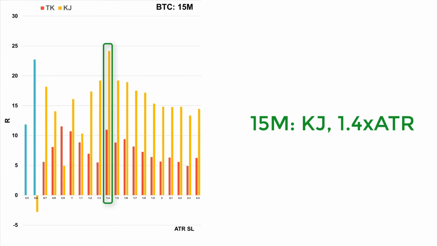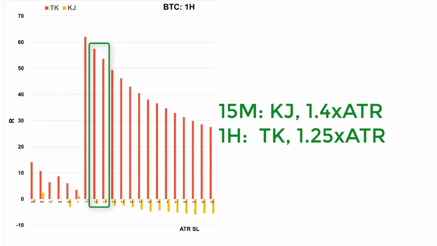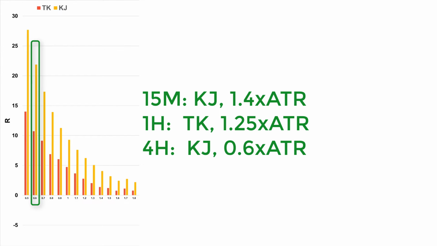To recap, on the 15-minute, I look to use a slower KJ with a stop of about 1.4x the ATR. If you trade Bitcoin on the 1 hour, I'd focus on using the faster TK and my initial stop would be 1.2 or 1.3x the ATR. If you swing trade Bitcoin in the 4 hour, I'd go back to using KJ, the slower moving average, with a tighter stop loss, about 0.6 ATR.